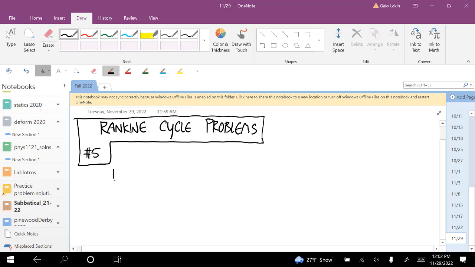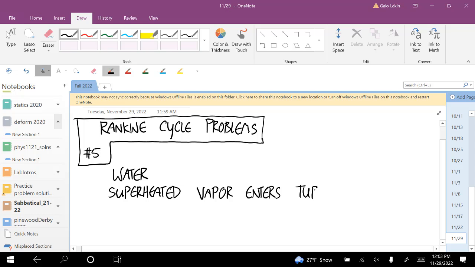So this one says the working fluid is water. We have superheated vapor this time entering the turbine. And that superheated vapor has a pressure of 10 megapascals and a temperature of 480 degrees Celsius.